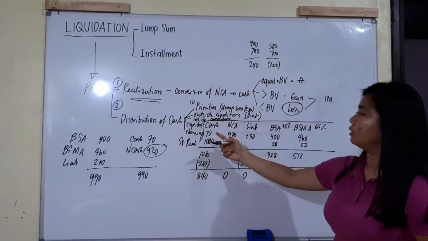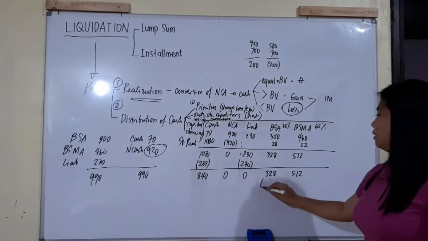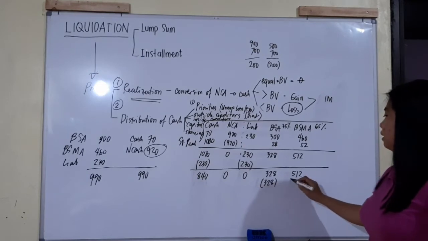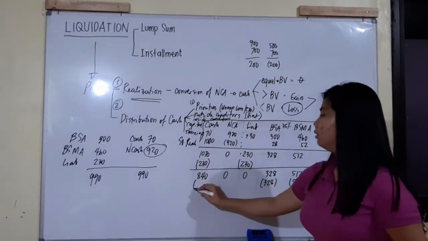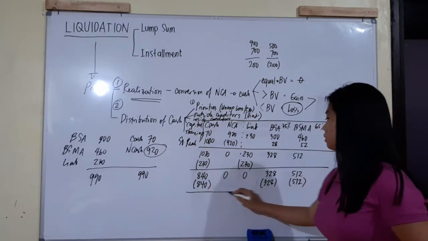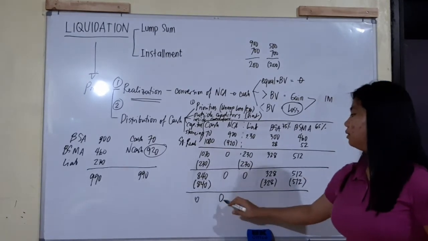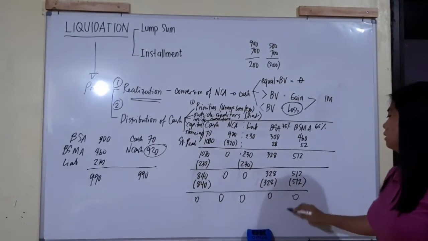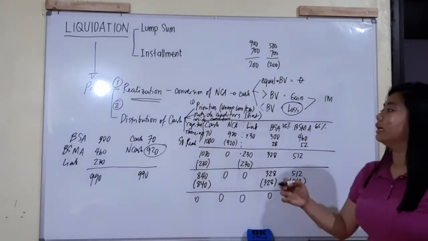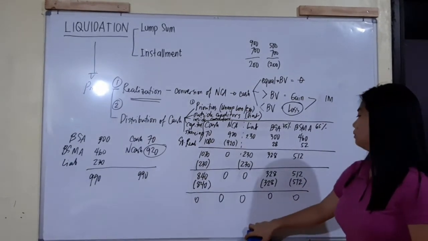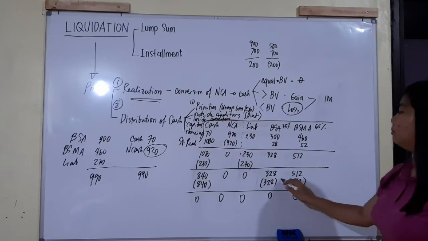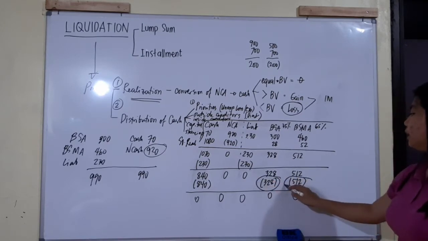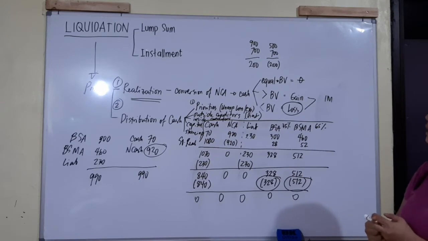328 and 512. So, wala tayong inside creditors. Nakapital na tayo. So, minus 328, bayaran na natin. Minus 512. No? So, total is 840. Wala na tayong natitirang cash. Therefore, this will be 0, 0, 0, 0, and 0. The partnership is already liquidated. So, sabihin magkano na-receive ni BSA on the last distribution or at the end of the liquidation. So, na-receive nga ay 328 and 512 for BSMA.